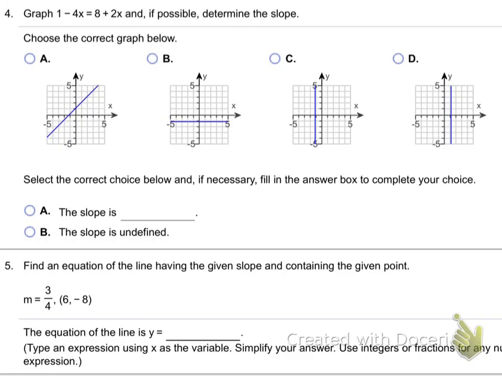Okay, number 4. Graph that and find the slope. Okay, so we want to graph that. Let me rewrite this equation for you over here. 1 minus 4x equals 8 plus 2x. Okay, so what's weird about this equation? There's no y, there's only x. So go ahead and just solve for x, since that's the only letter. That's all we can do. You can't solve for y, since there is no y. Just go ahead and solve for x.